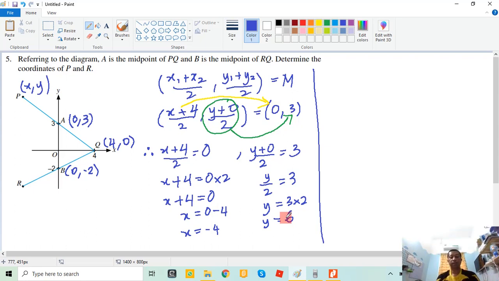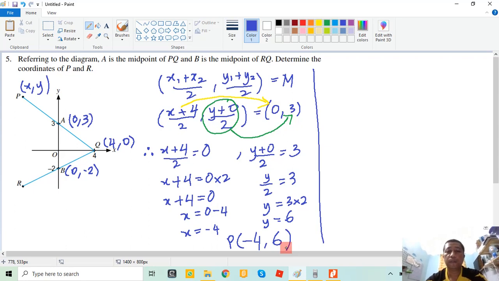But don't forget we need the coordinates. We need the coordinates of point P and R. So we need to write P. The coordinate is negative 4 and 6. You need to write in the coordinates form, with brackets. Now we go to QR.